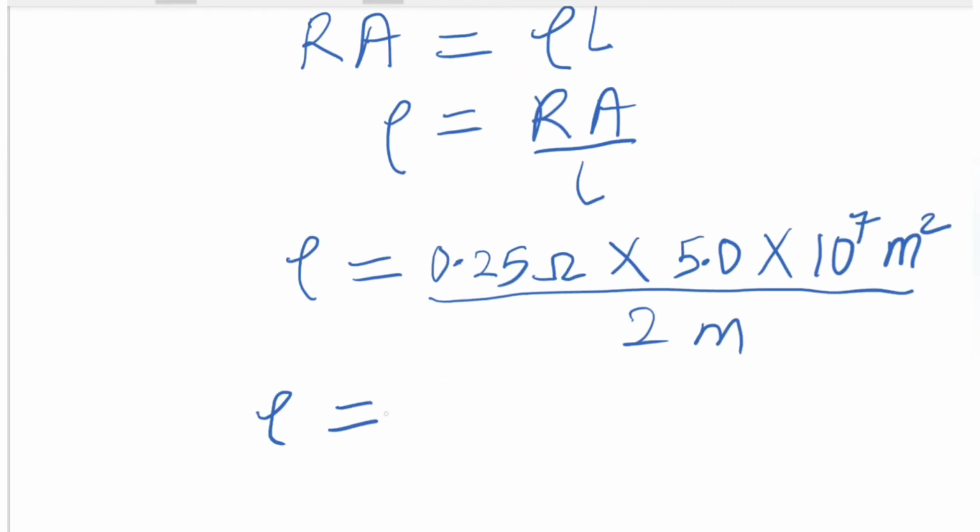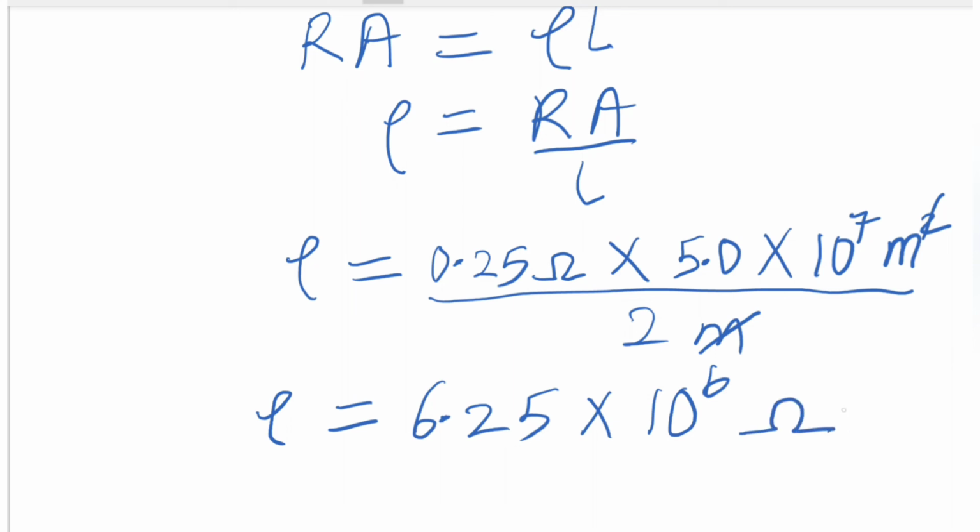Then if you look at the units, one meter cancels, so 1 meter will be left. Ohms will also be here. So if you use your calculator and carry this out, you are going to get 6.25 times 10 raised to the power 6 ohm meter.